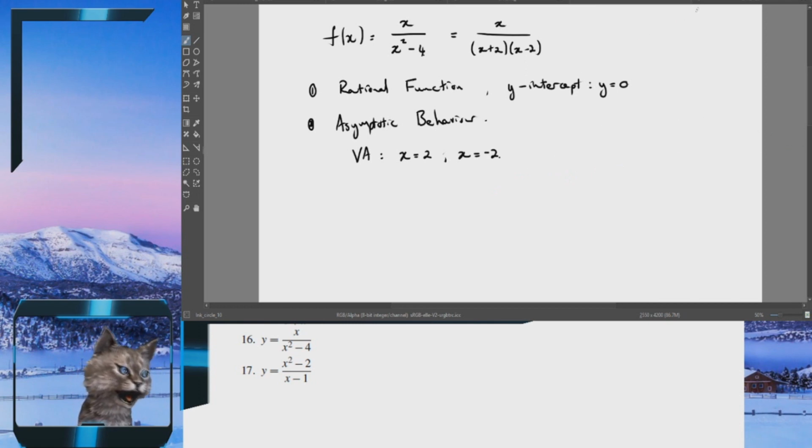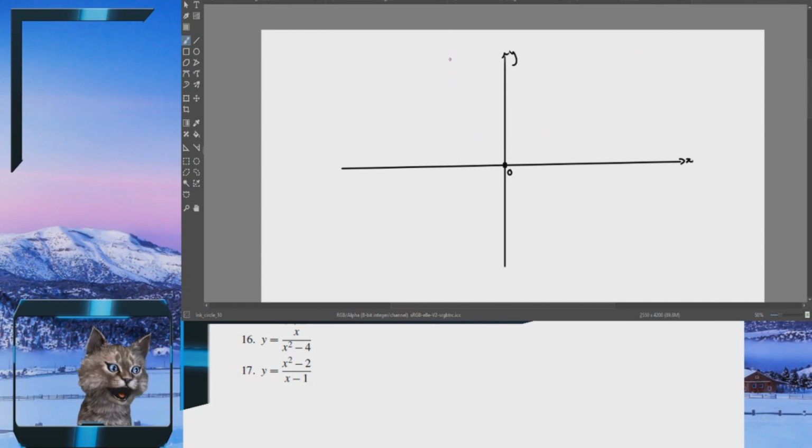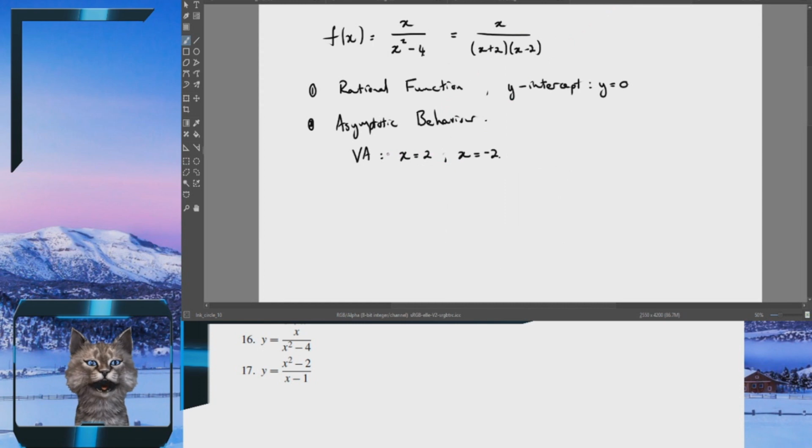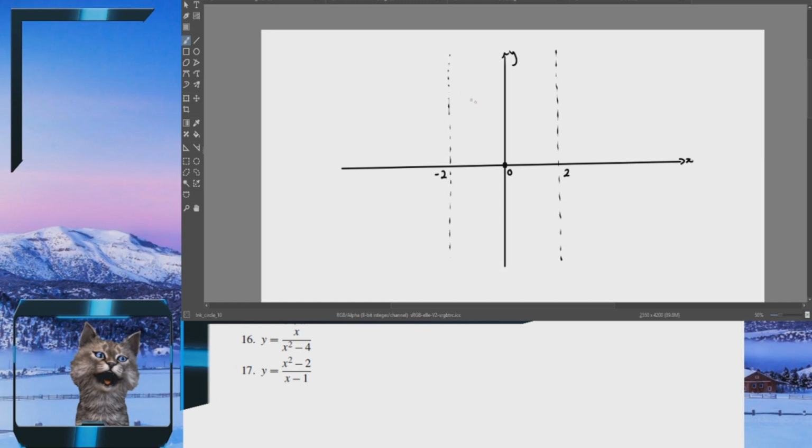That means vertical asymptotes. So I have these two dotted lines indicating the vertical asymptotes at 2 and at negative 2. Now, at this stage, you might feel, I need to know what happens as the graph gets closer to these x values. You could, but because we know we're doing the full graphing steps, when we get to step 3, it's going to be clear what the behavior is.